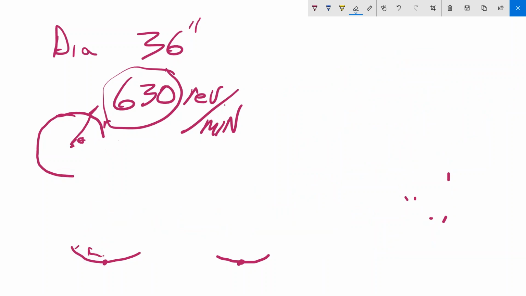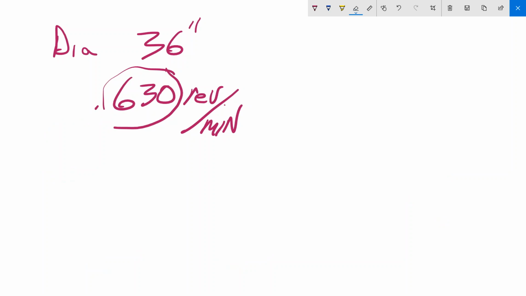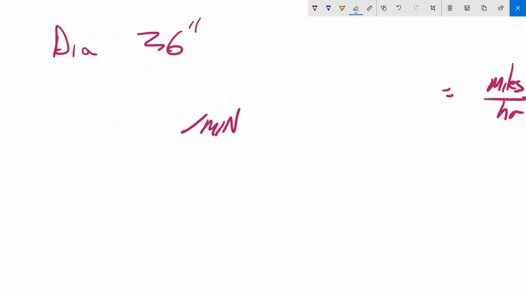So let me erase this, this, and this. From those two pieces of information, I can do this. Okay? So I want the answer to be in miles per hour, right? Well, right now I got it in inches. Let me move it over a little bit because there's a lot of steps here. So I got 630 revolutions per minute.